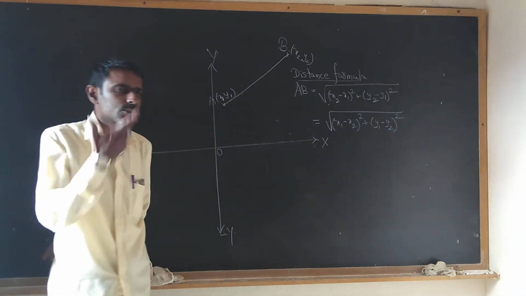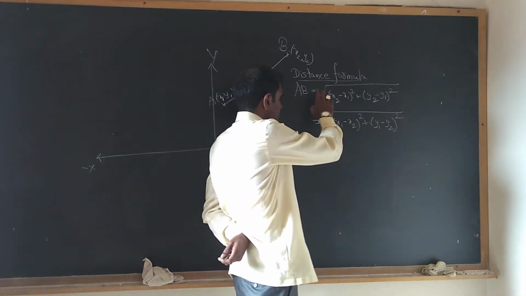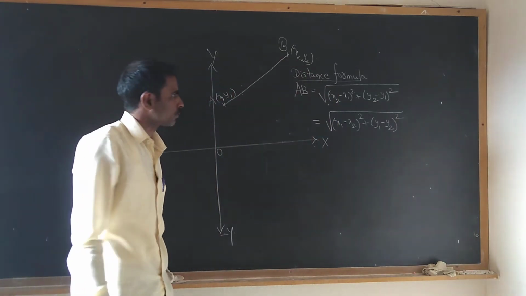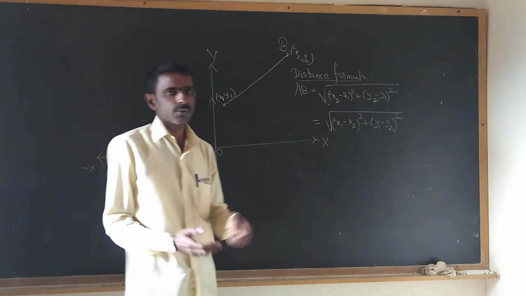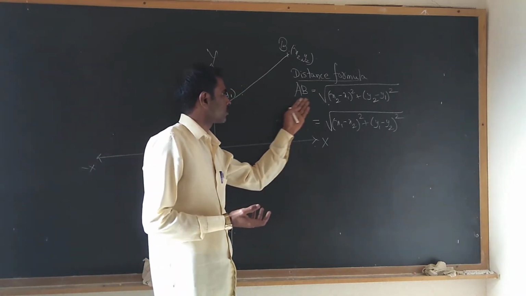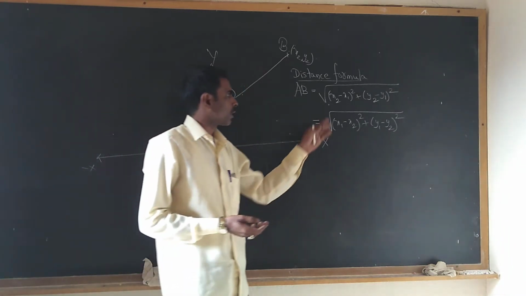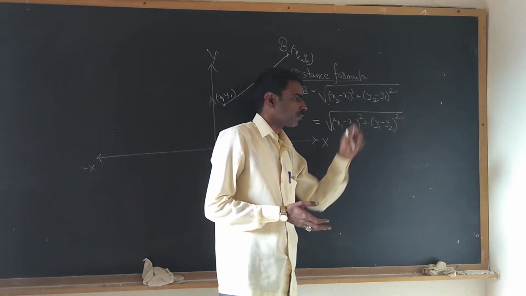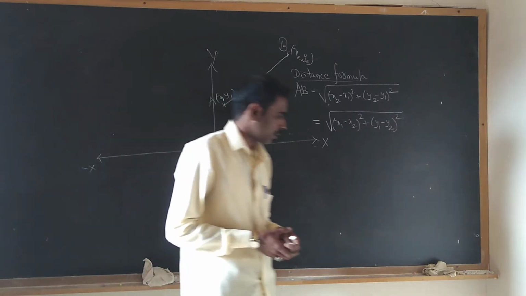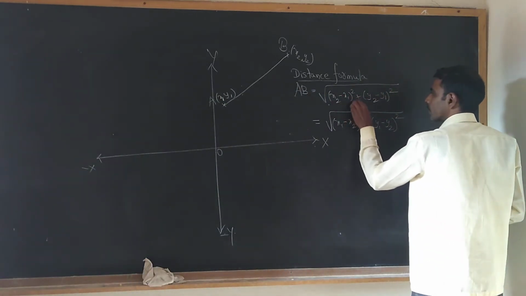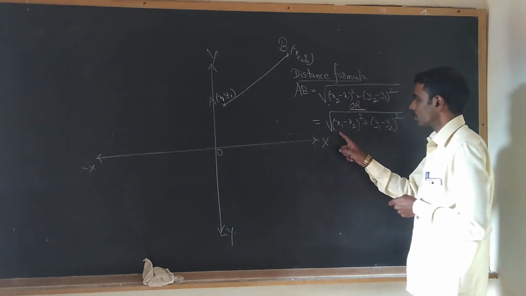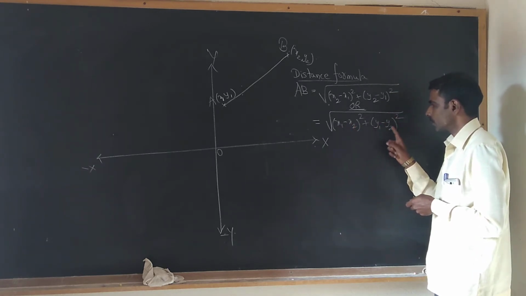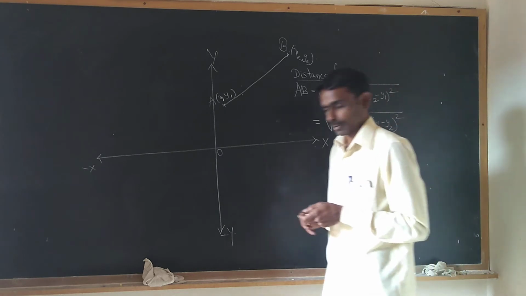You can write this distance formula in any one of the forms. So here AB equals root of (x2 minus x1) whole squared plus (y2 minus y1) whole squared, or it can also be written as root of (x1 minus x2) whole squared plus (y1 minus y2) whole squared.